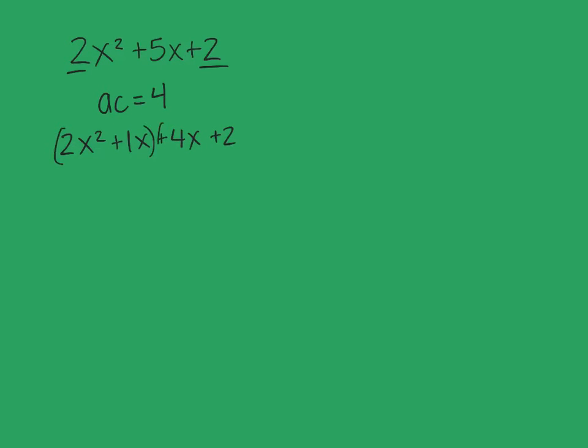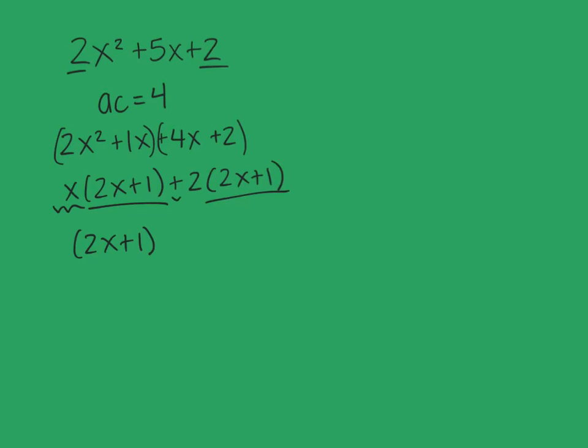Now I will factor this by grouping. In common we have an x, and here we have a 2 in common. All right, I'm noticing this parentheses is in common, so I can factor that out. And then I'm left with the x and a plus 2. So here is the final factored answer on that one.